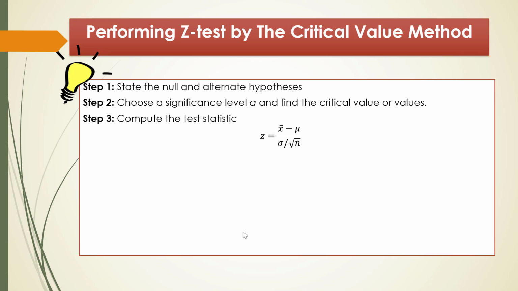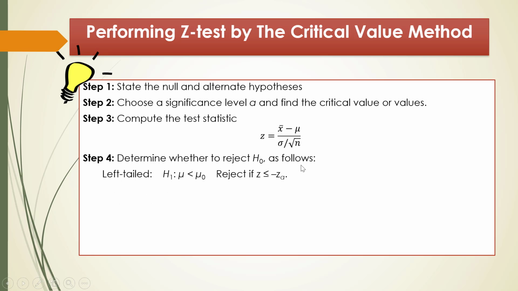Step 3, we compute the test statistic, which is z equals x bar minus mu over sigma over square root of n. Here mu is the specified value from H0, because we assume that H0 is true. Step 4, determine whether to reject H0 as follows.